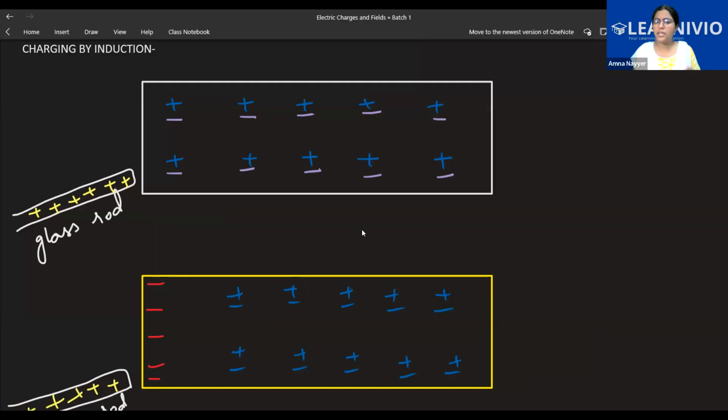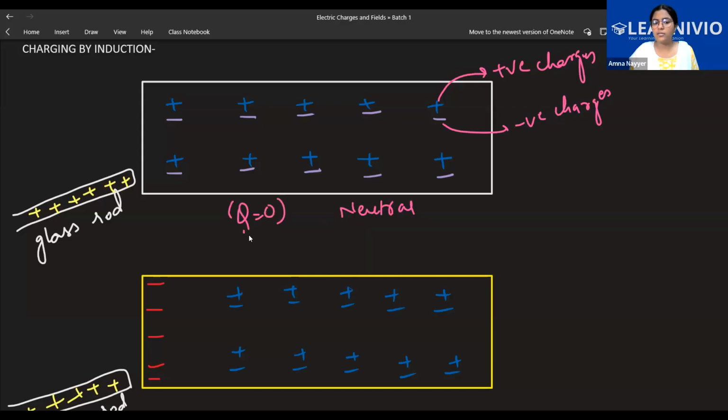See, this is an object. Let's say this is a conductor and it is holding positive and negative charges. It is holding equal amounts of positive and negative charges. These are the positive charges and these are the negative charges. If all of them are equal in number, we say the body is neutral, meaning the net charge is zero. Charges are present, but the net charge is zero.